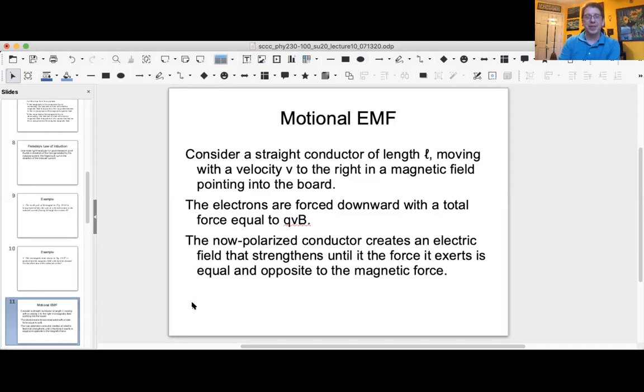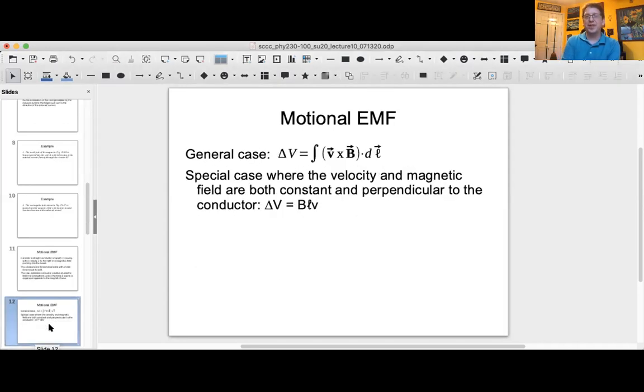And writing that in terms of a potential difference, that potential difference is the integral of v cross B dot dl. And again, the electric force is equal and opposite to the magnetic force. And so that's what gives us this relationship here. In the special case where the velocity and the magnetic field are both constant and perpendicular to the conductor, then delta V is equal to B times L times small v. So capital V is the potential difference or voltage. Small v is the velocity. You'll need to keep those things in mind.